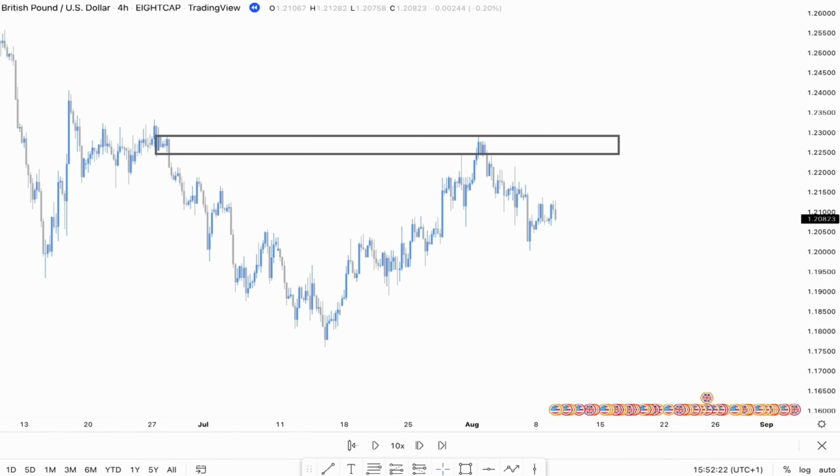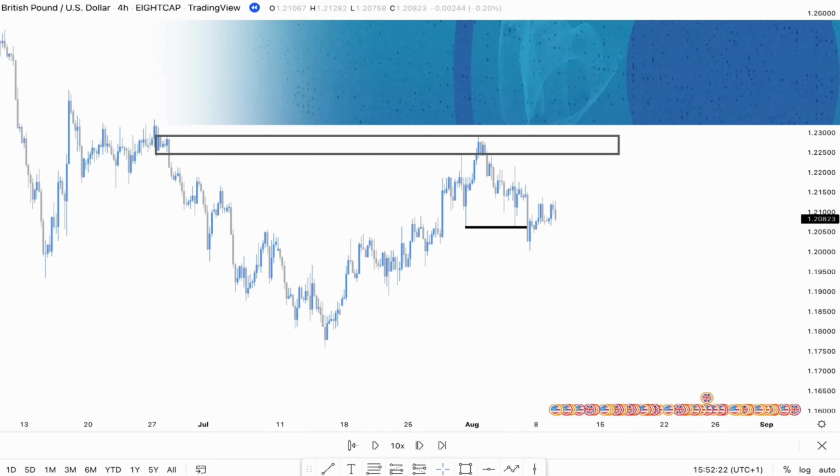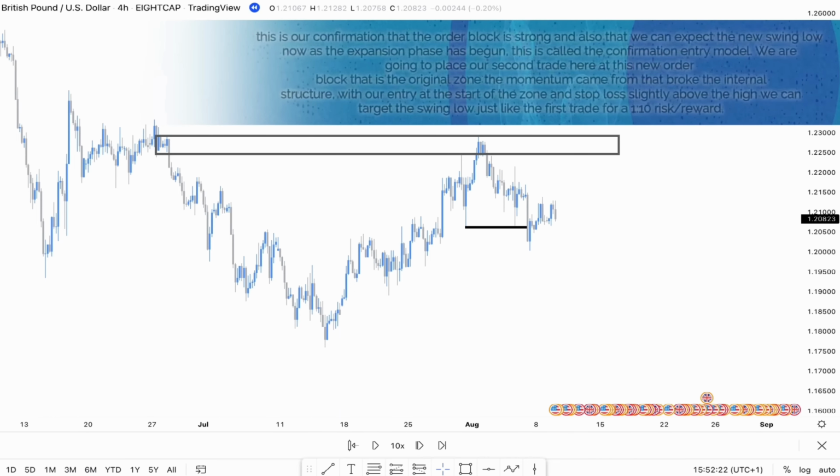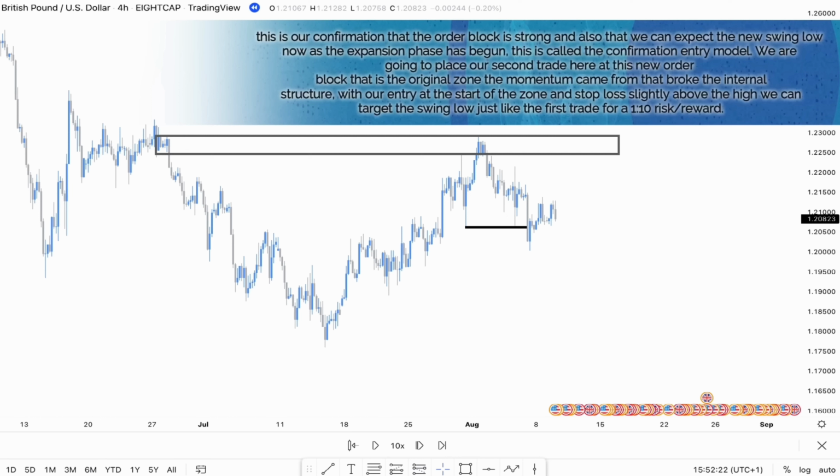You see when price taps into the order block here, it has a reaction that causes a break of structure internally. This is our confirmation that the order block is strong, and also that we can expect the new swing low now as the expansion phase has begun. This is called the confirmation entry model. We're going to place our second order here at this new order block. That is the original zone the momentum came from that broke the internal structure.